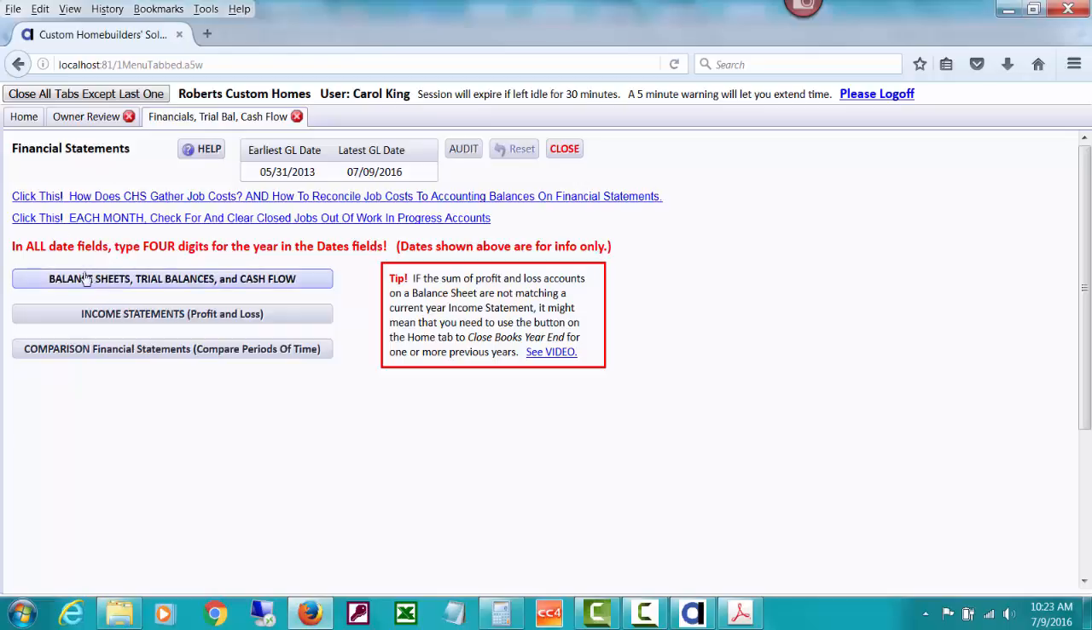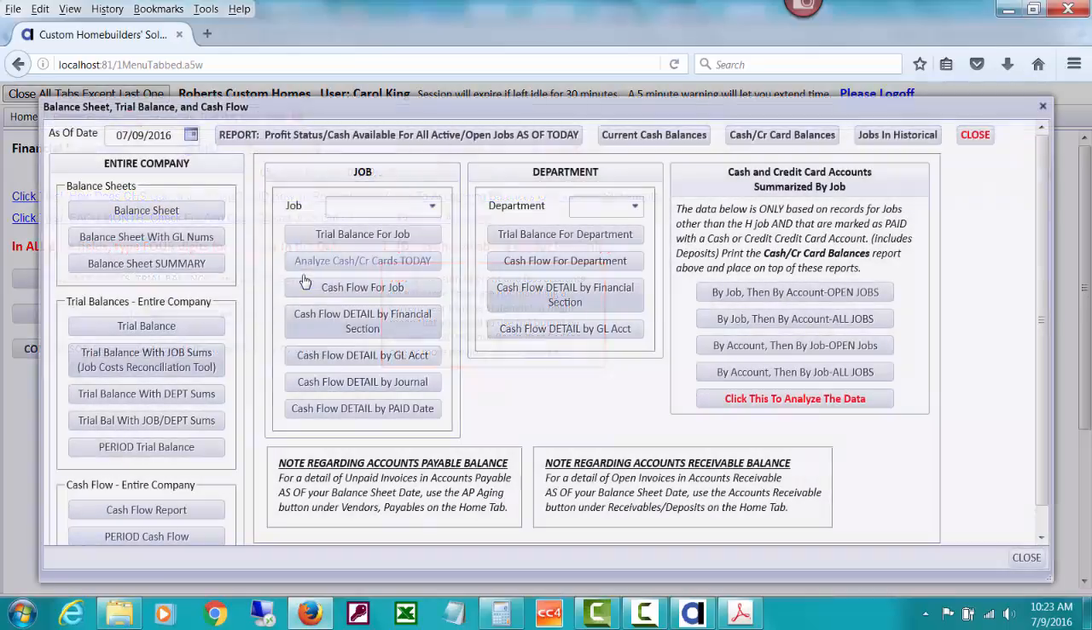And you'll notice that this first button here is balance sheets, trial balances, and cash flow. You could select a date for the cash flow statements to be cut off, so that you look at the cash flow as of a certain date. But I'm just going to leave today's date here. Be sure you type 4 digits for the year. And the first thing I want to open is a cash flow report for the entire company, before we get over here to how you can do it for a job.